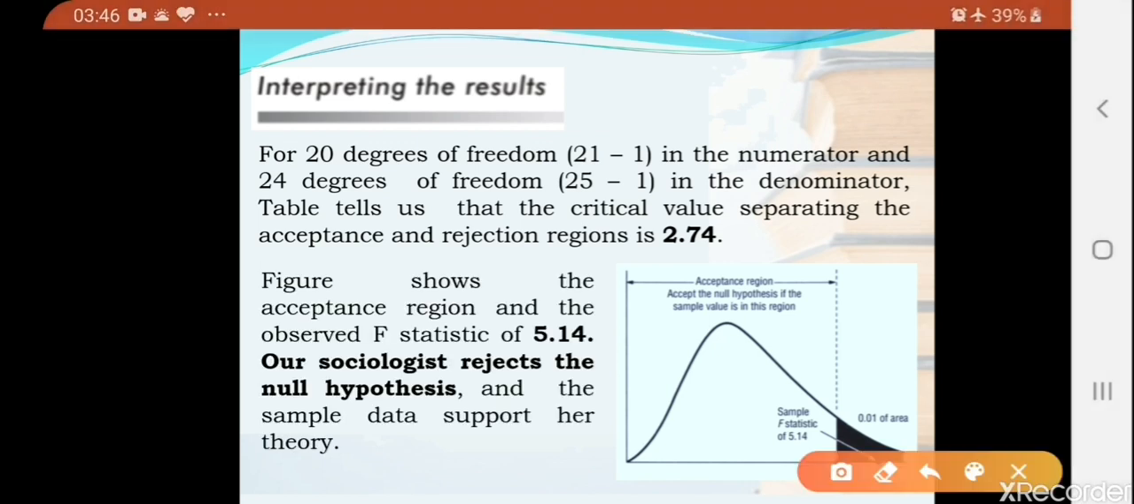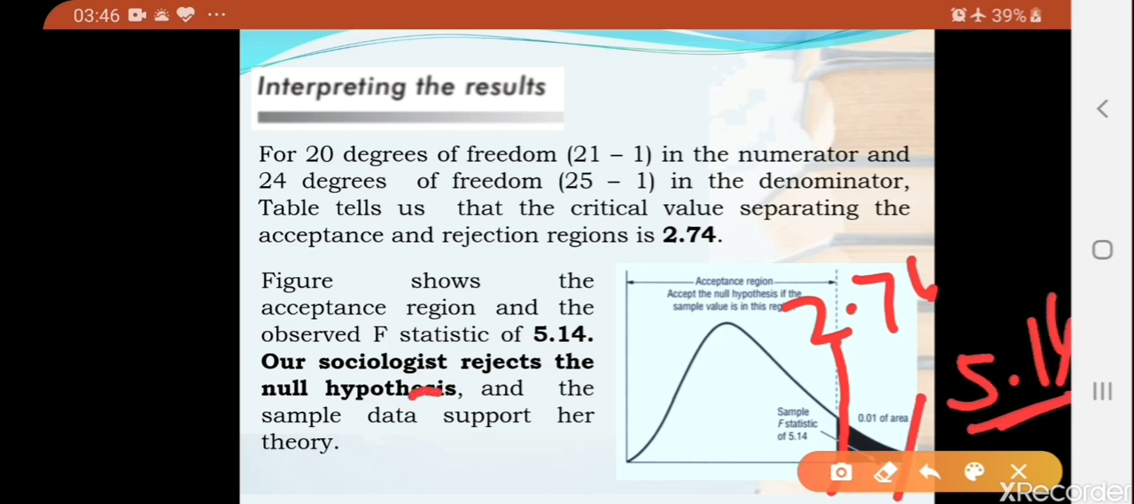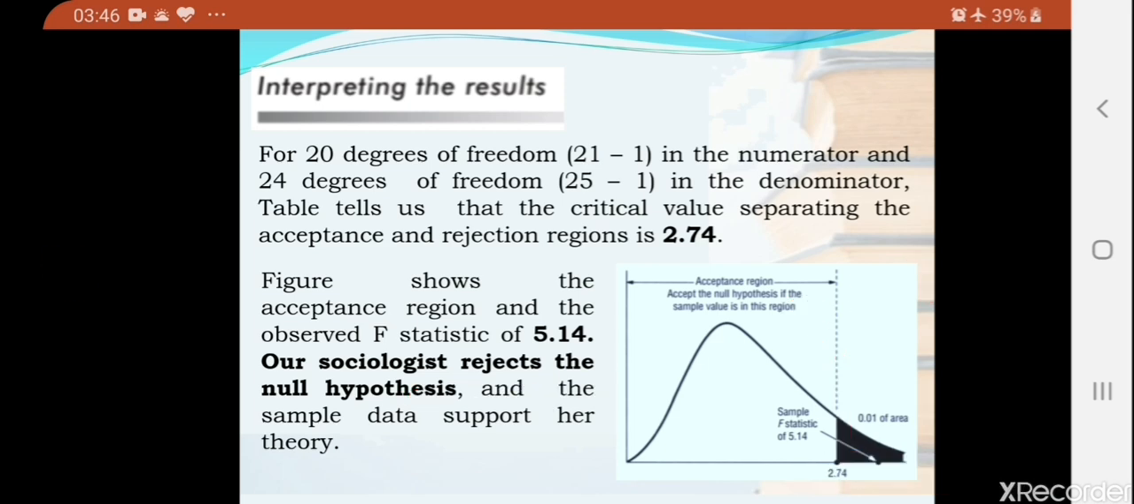So if you will mark in the figure, here you get 2.74, okay, and here we will get 5.14. So 5.14 is in the rejection region. Otherwise also it is greater than 2.74. So we will reject the null hypothesis, and the sample data support her theory that the variances are different for both type of graduated students and non-graduated.